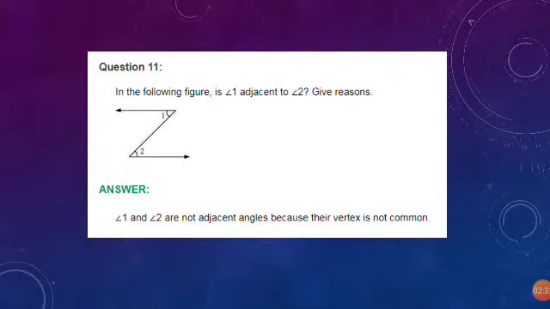In the following figure, is angle 1 adjacent to angle 2? Give a reason. Angle 1 and angle 2 are not adjacent angles because their vertex is not common.